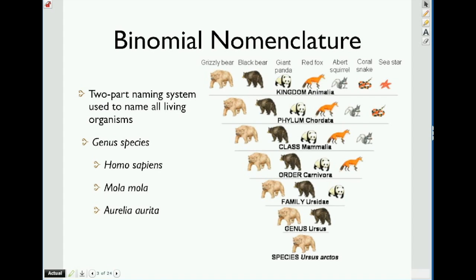And then we had this thing called binomial nomenclature. So this is when they do a lab and it says to provide the scientific name. This is what they're talking about. There's a binomial nomenclature name. And it basically is a two-part system, and it names all critters. And the big thing is that the genus is capitalized and the species is not. It's lowercase, and it's always italics. Okay, so for example, a human is Homo sapiens. Mola mola is a type of fish. Aurelia aurita is a type of jellyfish.